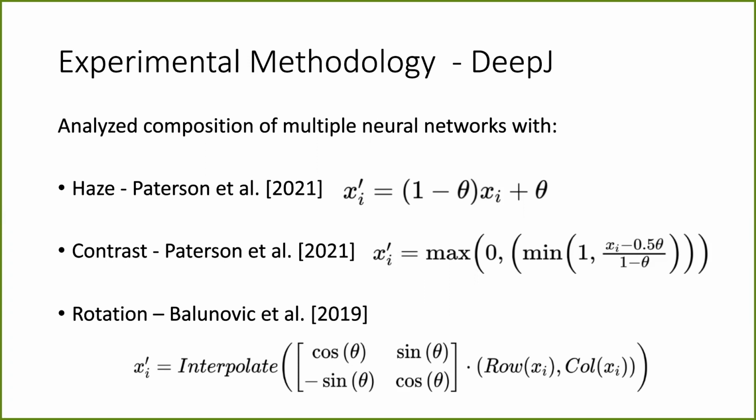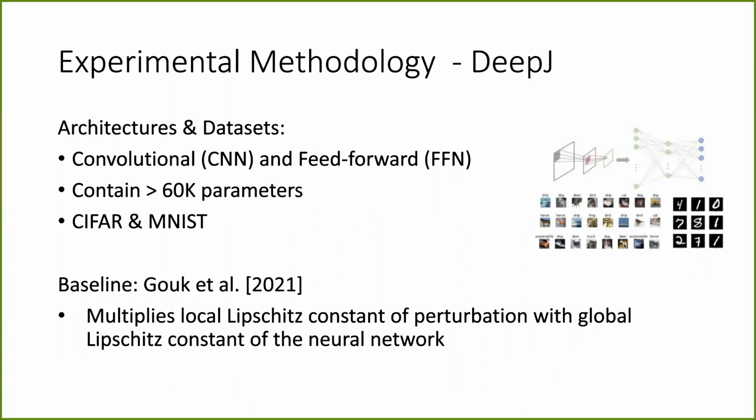and image rotation. We evaluate DJ on a variety of large-scale architectures, including large convolutional networks on both the MNIST and CIFAR datasets. For the baseline, we use an existing work to compute the global Lipschitz constant of the network, which we then multiply by the local Lipschitz constant of the perturbation, as this can be thought of as a naive baseline for the problem.